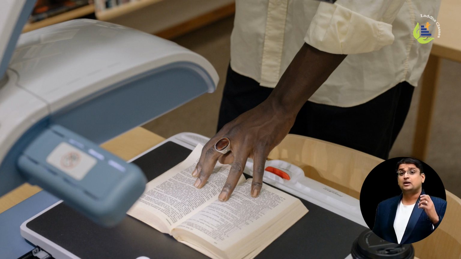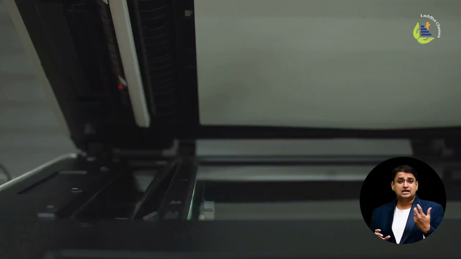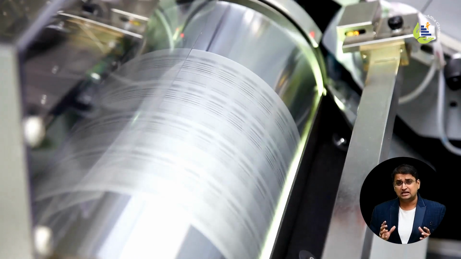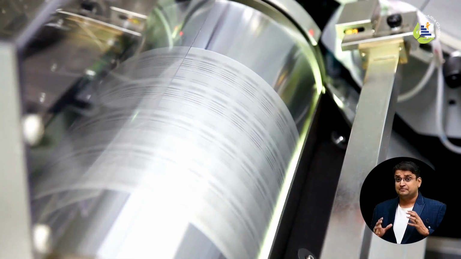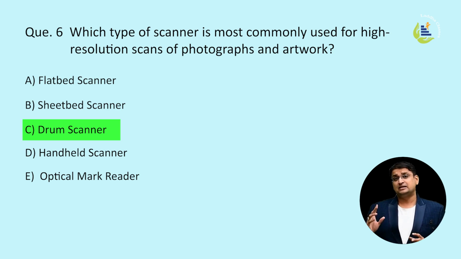Because drum scanners are ideal for high resolution scans, especially for detailed artwork and photographs. Other scanners like flatbed and sheet fed are not designed for the same level of precision needed for high resolution scans of photographs and artwork.